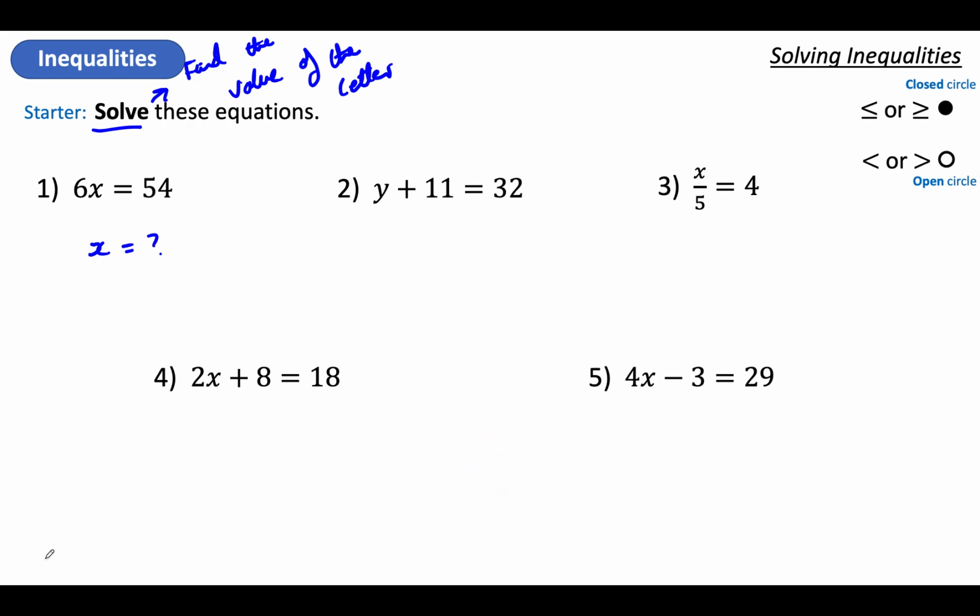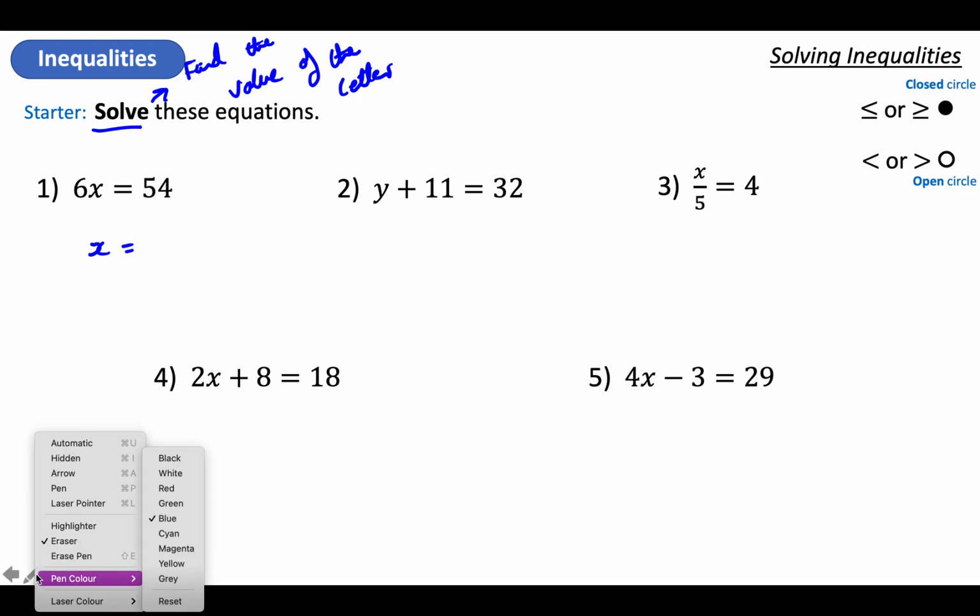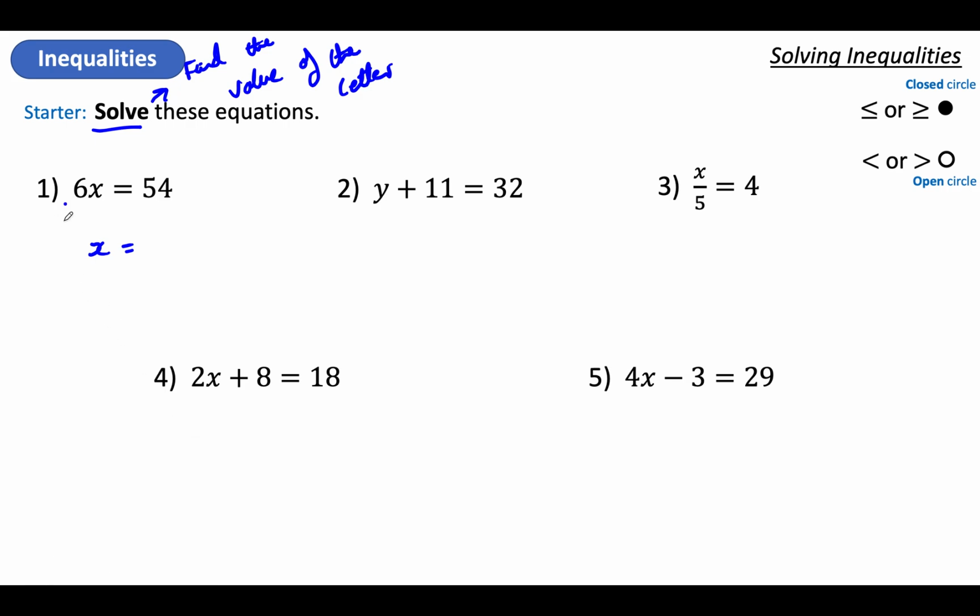Okay, we've unpaused. So if we've got 6x and that equals 54, well, I don't want 6 of them, I only want 1. And the way that we remove that is by doing the opposite of what it is. This is 6 lots of x, 6 times x, so I divide by 6. If you've got 6 lots of something and you divide by 6, you end up with just 1 of them. 54 divided by 6 is 9. So x has a value of 9, and that makes sense, doesn't it? Because 6 lots of 9 is 54.